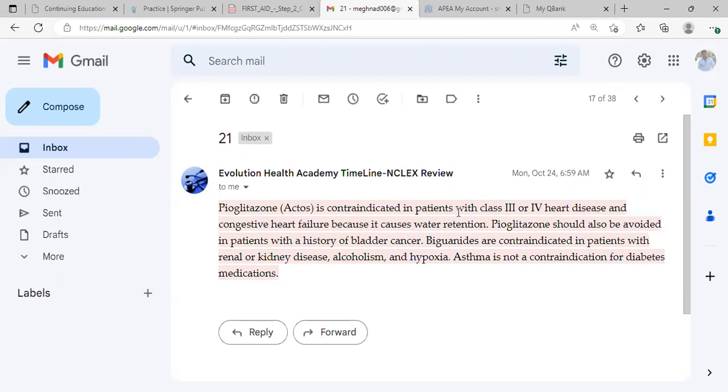So if a patient has this, what is the drug of choice, right? We need to find out. Biguanides are contraindicated in patients with renal or kidney disease. So if a patient has diabetes with a kidney problem, it is good to avoid biguanide. Right? Asthma is not a contraindication for diabetic medication. So with asthma and diabetes, you can give them those kinds of medication, right?